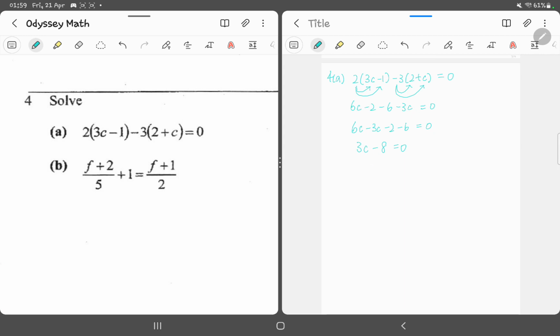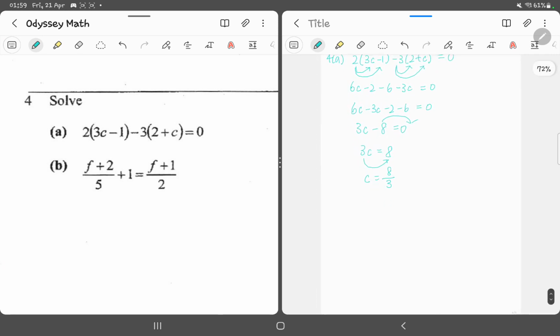So 3C is actually equal to 8, because when I move the minus 8 over, the sign changes and becomes plus 8. But we don't write it as plus 8, we just write it as 8. It's understood that it is positive, okay? So this is 3 times C, right? Then we move the 3 over, it becomes divide. So C equals 8 divided by 3. And we are done with question number 4A.